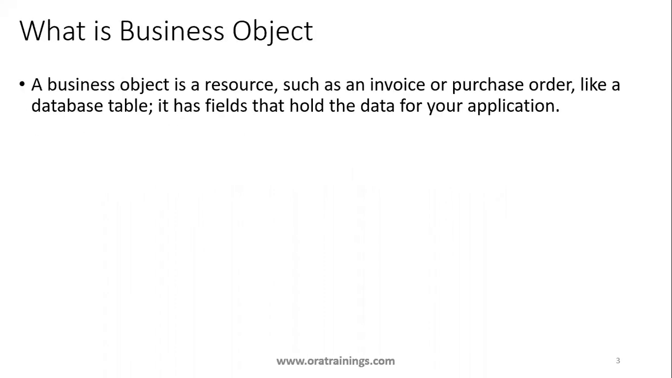So what is a business object? A business object is a resource such as an invoice or purchase order. It's like a database table which has fields and holds data for your application. Let's consider it from a database point of view. What is a table? A table is an object which has a set of records and a set of columns.